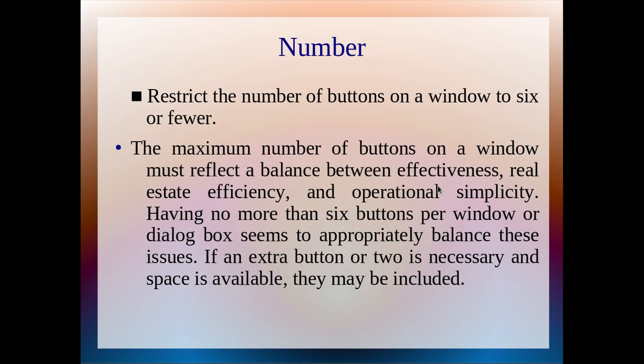Now let's discuss the number of buttons. Restrict the number of buttons on a window to 6 or fewer. The maximum number of buttons on a window must reflect a balance between effectiveness, real estate efficiency, and operational simplicity. Having no more than 6 buttons per window or dialog box seems to appropriately balance these issues. If an extra button or 2 is necessary and space is available, they may be included.